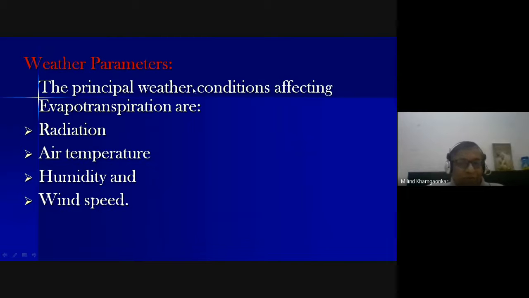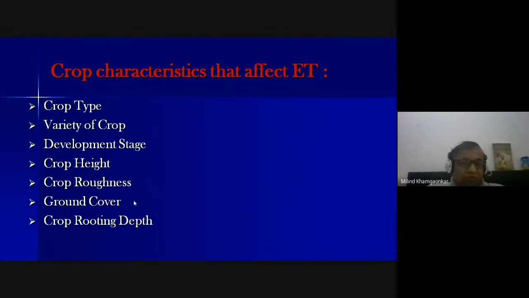Weather parameters: they are the radiation from the sun, solar radiation energy, dhoop ki intensity, air temperature, atmospheric temperature, jyada hai, kam hai. Jyada hai to naturally evaporation and transpiration will be more. Radiation jyada hai to evaporation transpiration more. Humidity, which we also call the vapor pressure. More humidity, more vapor pressure, lesser evapotranspiration. Lesser humidity, more evapotranspiration. Wind speed: no wind speed, lesser evapotranspiration. More wind speed, more will be the evapotranspiration.